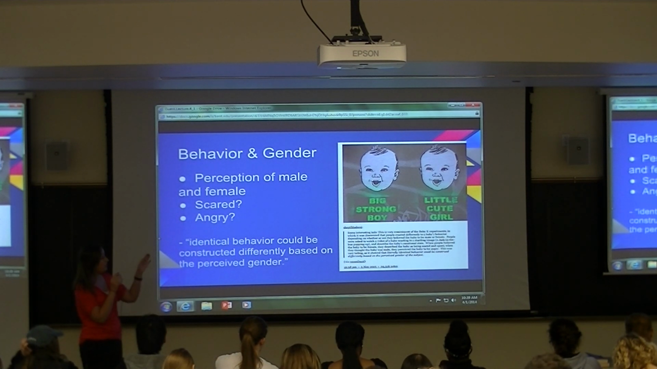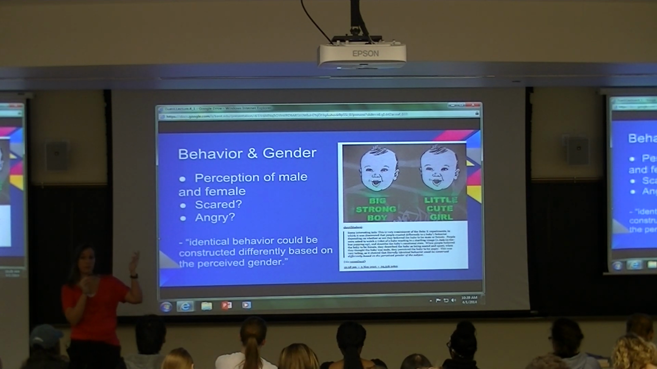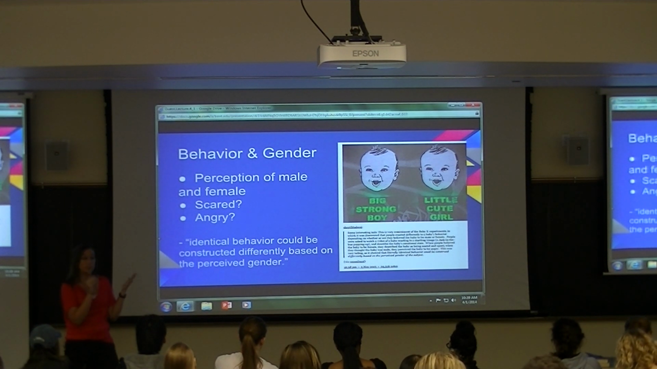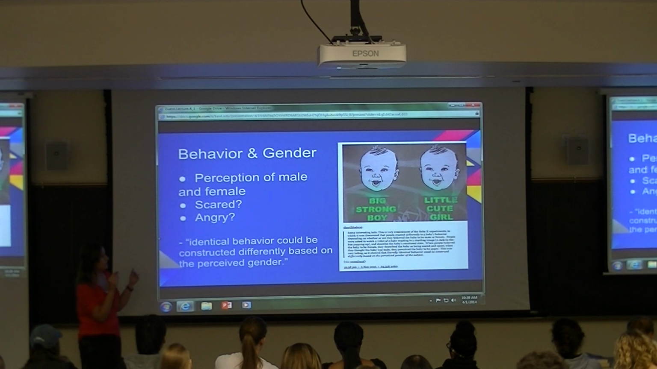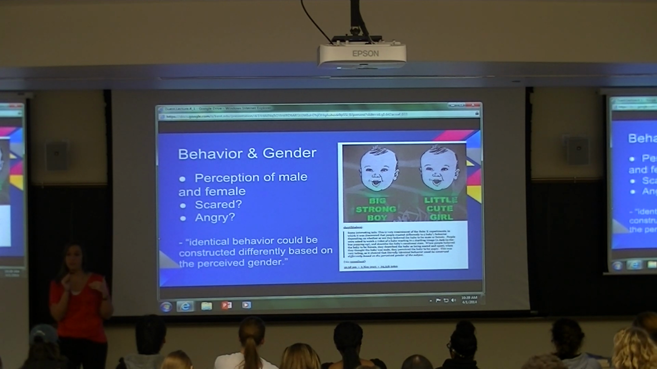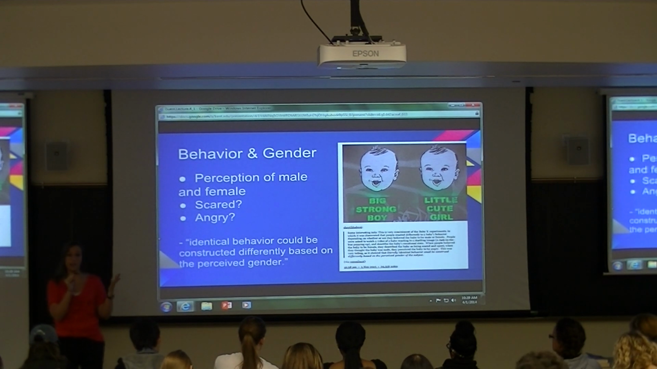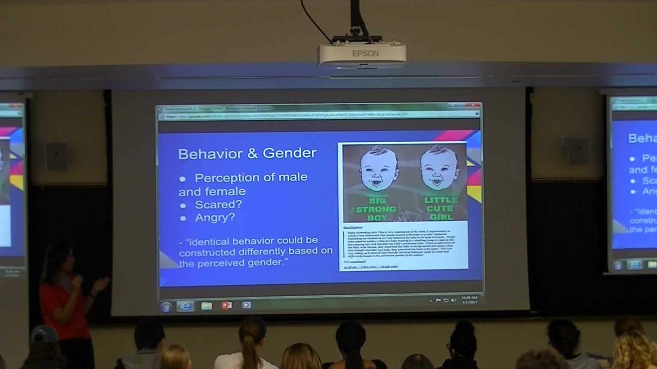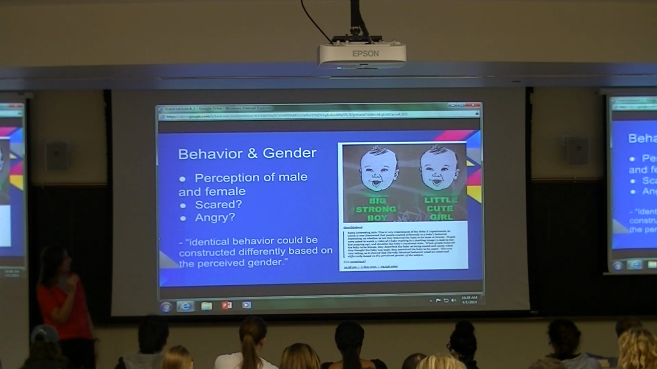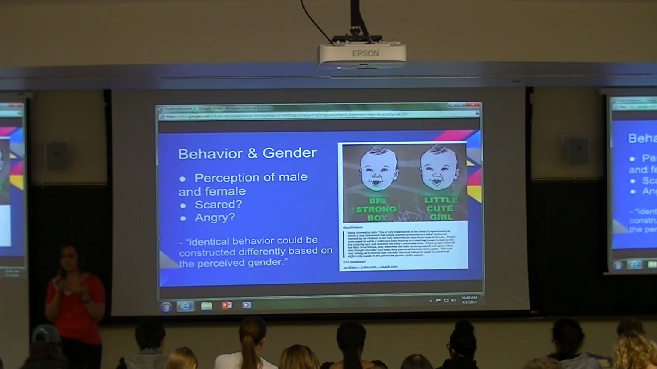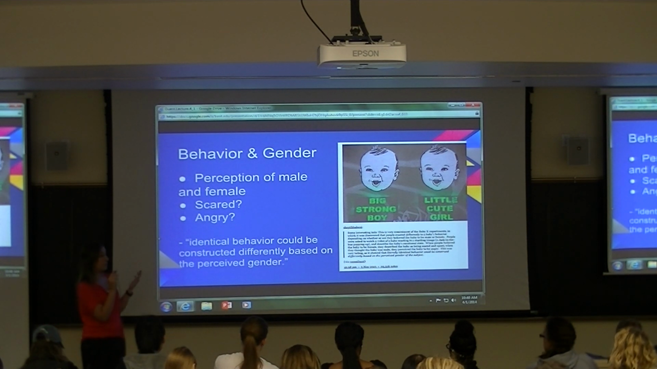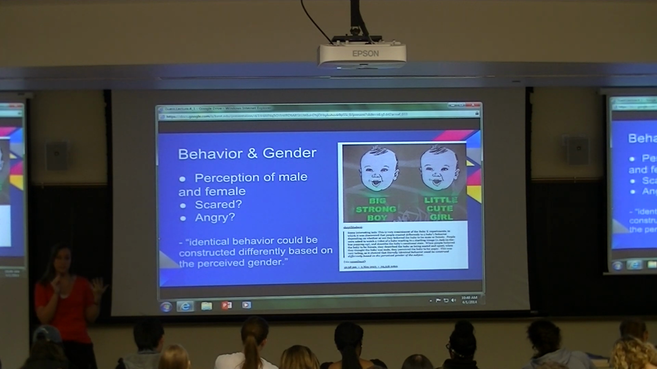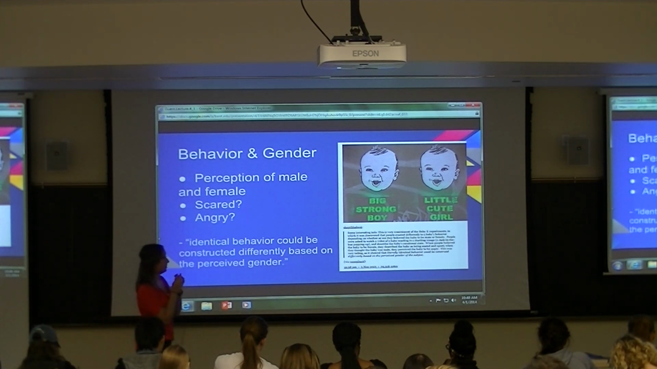If they thought the baby was a male, and the baby started crying because of the Jack in the Box, they said he was angry. Whereas with the female baby, they said this baby was scared. So depending on whether the baby was wearing blue or pink, or had a typical boy name or a typical girl name, identical behavior could be construed differently based on the perceived gender. If it was a baby boy, they said he's really angry, he's a boy and already has masculine traits. But if it was a girl, she must be scared.